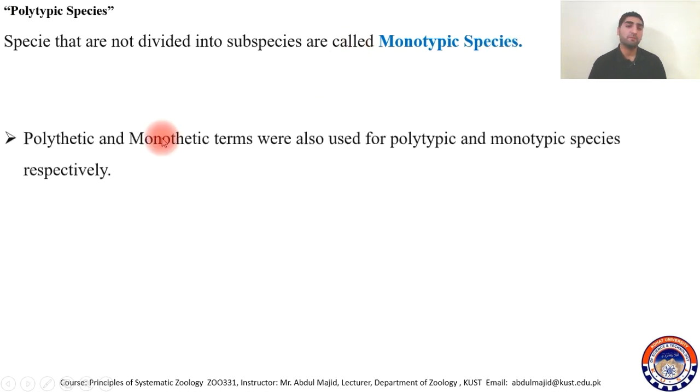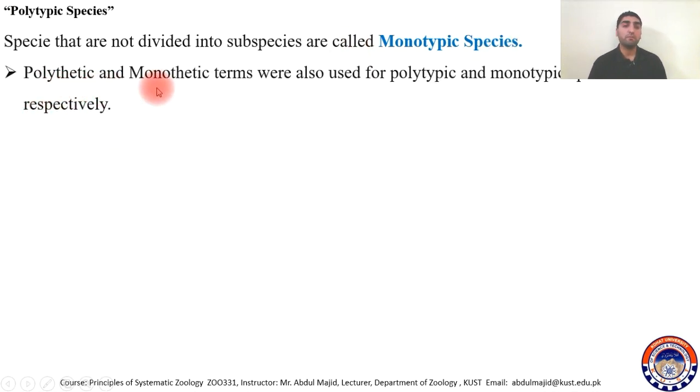Species that are not divided into subspecies. As I told you earlier, those species which have no subspecies are known as monotypic species. Mono means one, and typic means type. So they have only one type. They have no subspecies. Such species are known as monotypic species. So polytypic and monotypic terms were also used for polytypic and monotypic respectively.